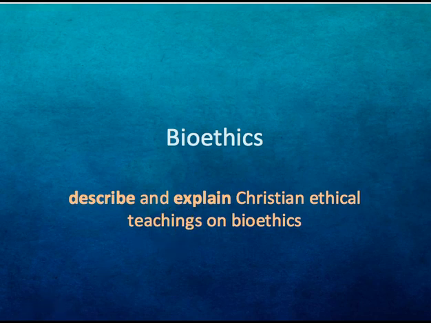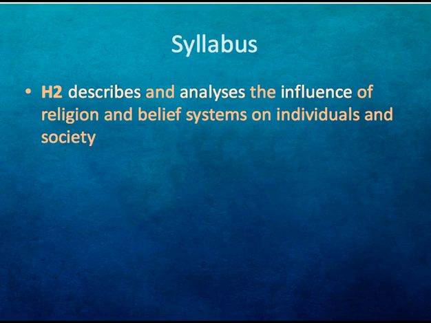But it is a little bit more complicated than that because there are HSC outcomes that are straight from the syllabus. Outcome number 2 uses verbs such as describe and analyze, and the word influence is highlighted as well, because what you're being asked is, how does the religious belief system influence or modify or change the choices and behaviour of an adherent in their moral decision making?